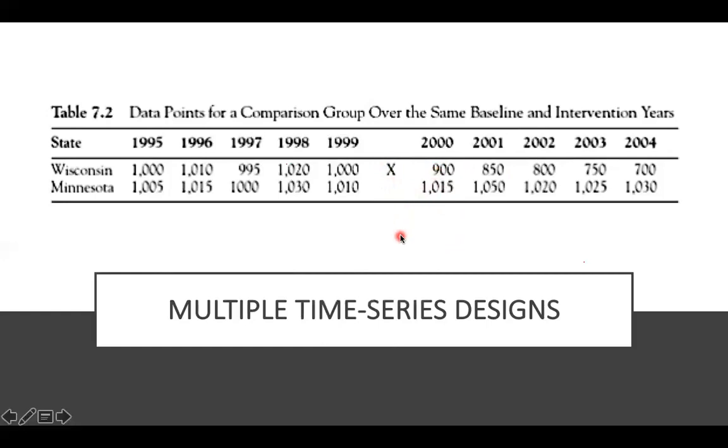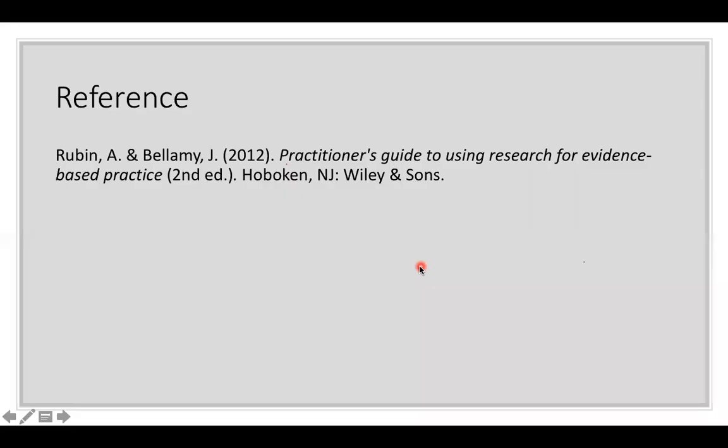So internal validity is oftentimes talked about as the extent to which a researcher can confidently say that the independent variable, and only the independent variable, which is otherwise known as the intervention, causes the dependent variable, which is the effect or the outcome. So cause and effect. And that's multiple time series for you.